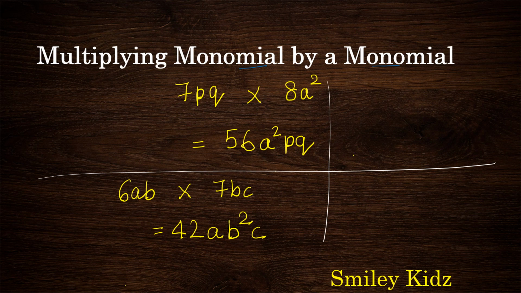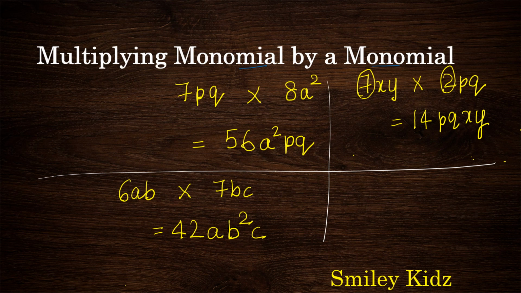If I have the monomial 7xy and another monomial as 2pq, then first I'm going to multiply the coefficient 7 multiplied by 2, which gives us 14, then followed by the variables pq, xy. Let's see another example.